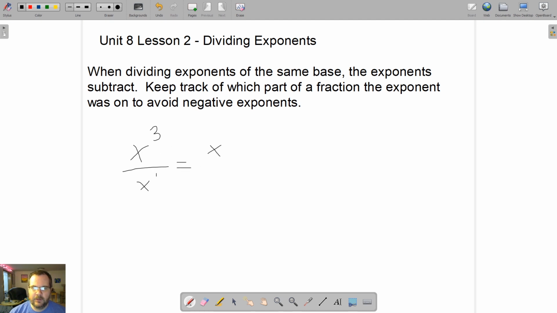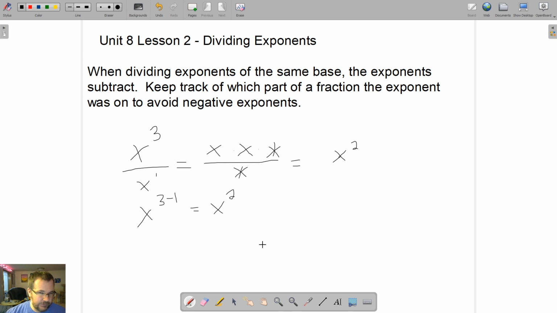X to the third is the same thing as x times x times x. So x times itself 3 times. And x to the first is just x. Now, you might be able to see here that I can cancel out an x on top with an x on bottom, and that'll leave me with x to the second. Now, since this is a fraction, it's really dividing, and that means that this is going to be x to the 3 minus 1, which is x to the second, the same answer that we got here. So dividing the exponents subtracts the powers and leaves us with whatever is left behind.